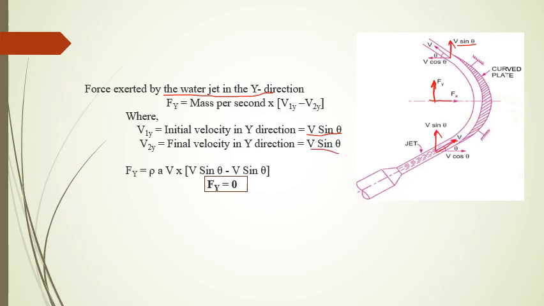Fy equal to mass per time into initial velocity minus final velocity. Substituting initial velocity value and final velocity value in Fy, Fy equal to rho a v into v sin theta minus v sin theta. Here negative, this v sin theta and this v sin theta get cancelled. Then Fy equal to 0.